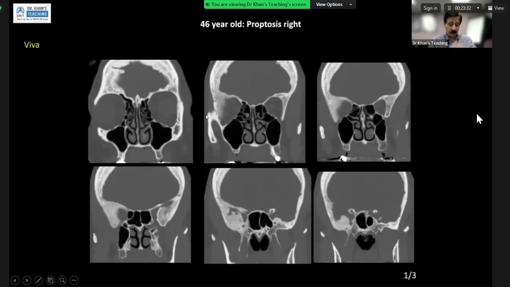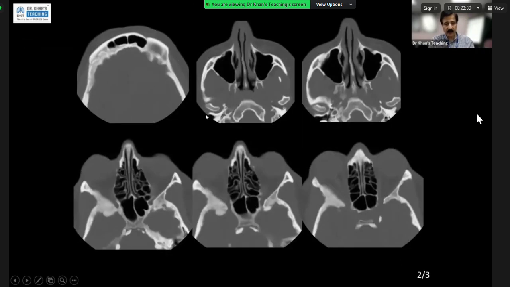On the other hand, candidate 3, look at this case. This is your case. Now, what is happening here? Can you describe it? This patient presented with proptosis, right eye. Over to you.